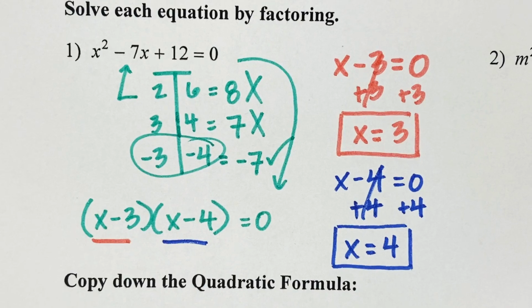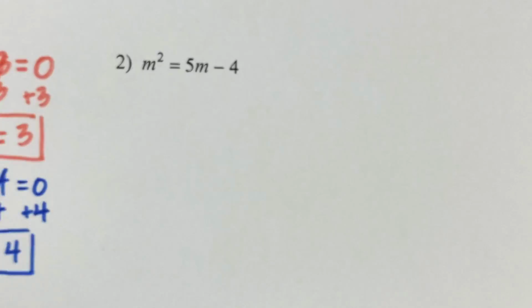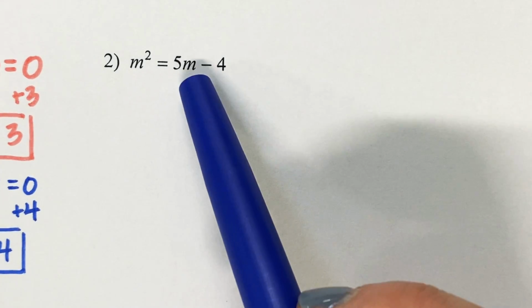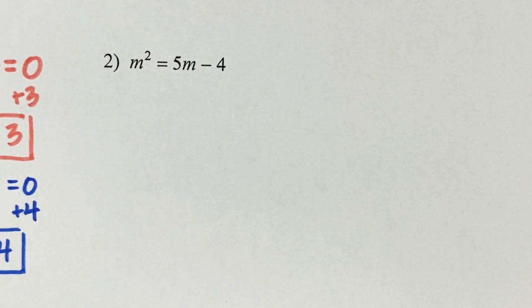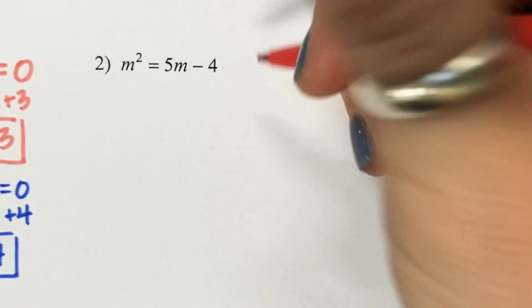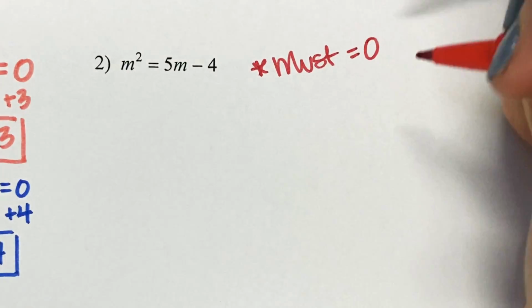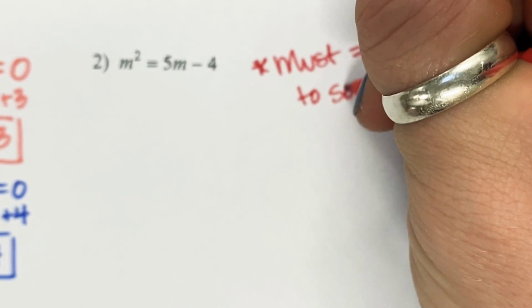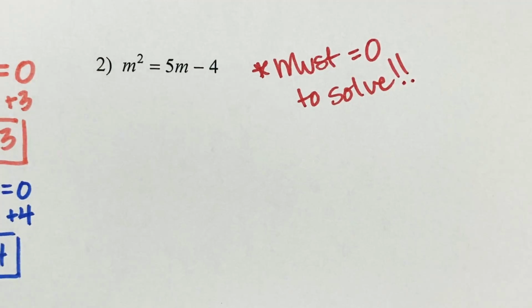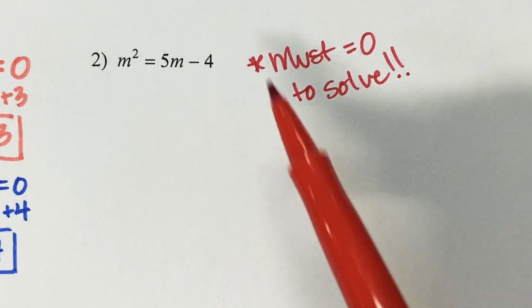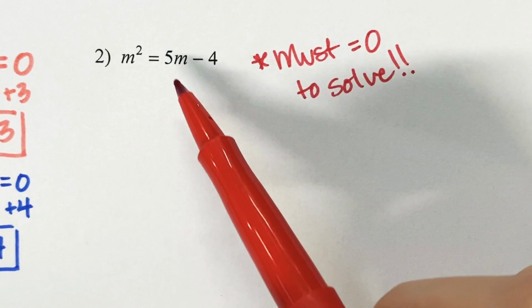Beautiful. Okay, let's look at number 2. So remember, whenever we are trying to solve quadratics, it must equal 0. So let's write this note on our paper again. Must equal 0 in order to solve. Super important. Because this one does not equal 0 yet.